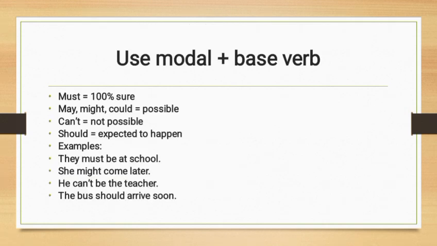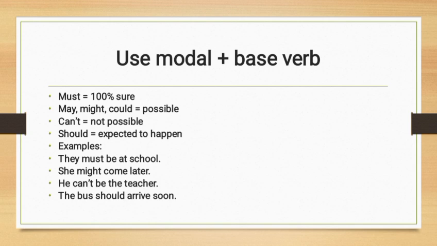Let's learn how to use modal verbs when we talk about the present or future. We use a very simple structure, modal verb plus base form of the verb. Base form of the verb means first form of the verb. For example, she must be at school. I'm sure. He might come later. It's possible. That can't be true. Impossible. The bus should arrive soon. We expect it to come.